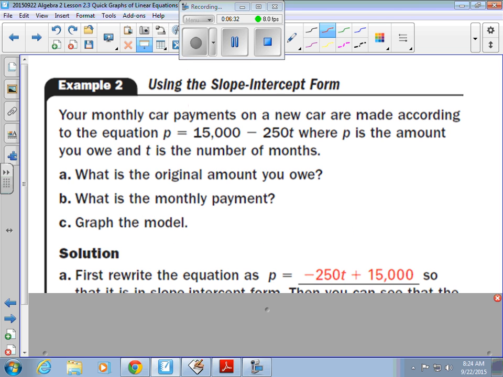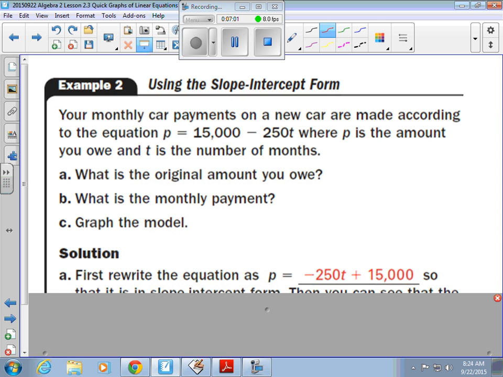Example number 2 is using this in a real life situation. It says you have a monthly car payment on a new car, and your car payments are made according to the equation P is equal to 15,000 minus 250T, where P is the amount you owe and T is the number of months. So in this case, T is your independent variable and P is your dependent variable. It doesn't say Y and X, but P is Y and T is X.